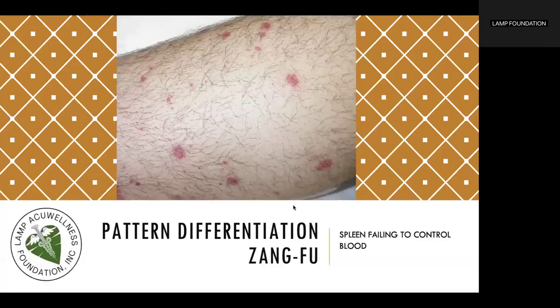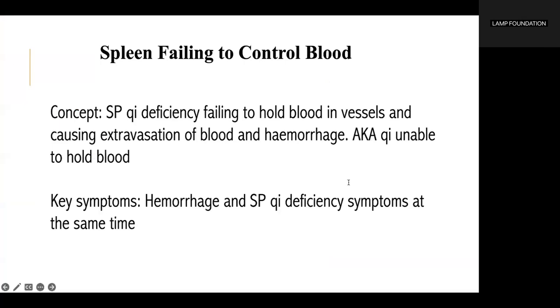Let's now talk about spleen failing to control blood. This is also called spleen qi not holding blood inside the vessels. This is again a variation of spleen qi deficiency. In this pattern, the spleen is not able to perform its function of keeping blood inside the vessels. This will manifest in bleeding and bruising.